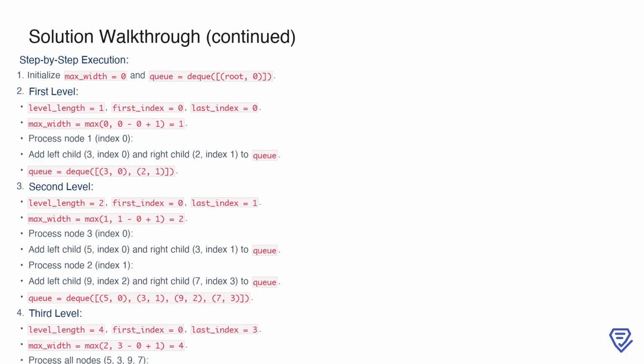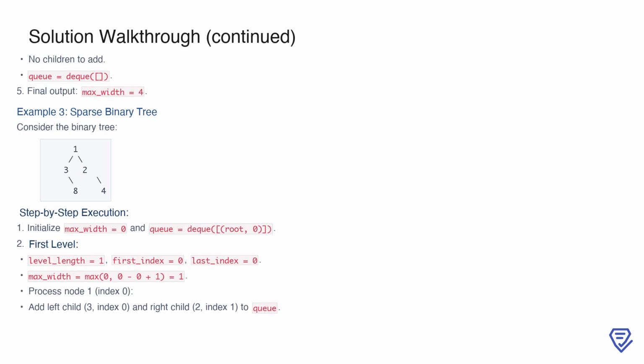Processing node 3, we add its left child, node 5, with index 0, and its right child, node 3, with index 1. Then, processing node 2, we add its left child, node 9, with index 2, and its right child, node 7, with index 3. The queue now contains these 4 nodes for the third level. At the third level, the level_length is 4, with first_index at 0 and last_index at 3. The width of this level is 4, which updates max_width to 4.